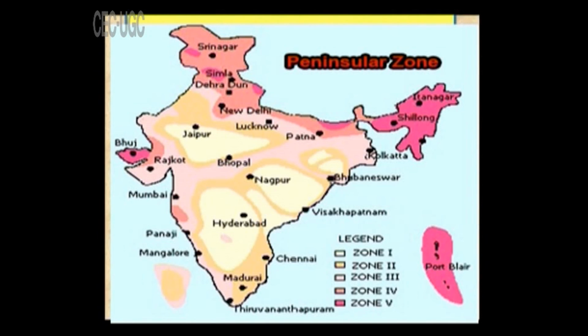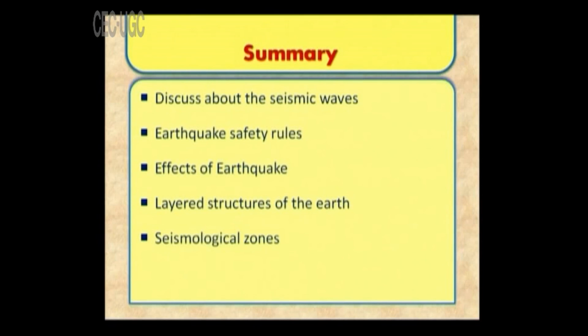Based upon the seismic zones, India is classified into different zones. For example, you can see in the peninsular zones, there is zone 1, zone 2, zone 3, zone 4 and zone 5. We have classified like that with the help of earthquake destruction. With this I will conclude my lecture. Today we studied about seismic waves, earthquake safety rules, and also the effects of earthquakes and seismological zones.